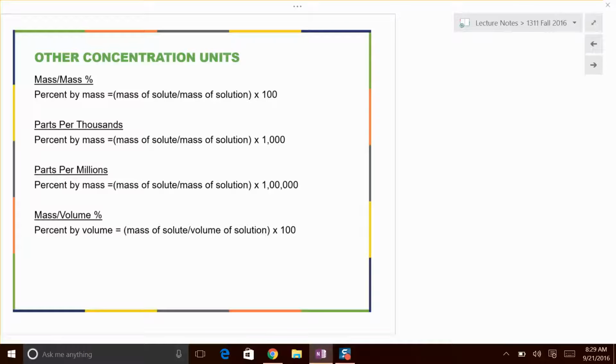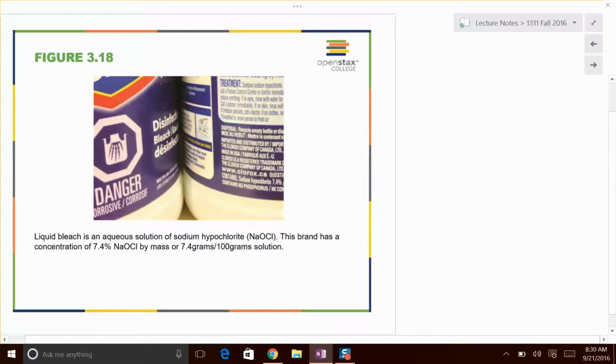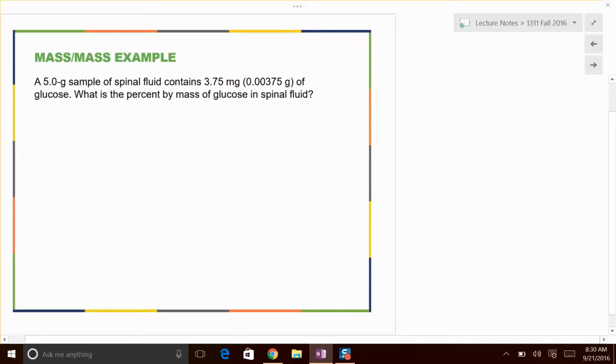Mass per volume percent is the mass of the solute over the volume of the solution. Now, this one's going to be really easy, I think, to calculate. But the trickiest thing for mass per mass percent is this mass of solution. So let's look at an example there. A 5-gram sample of spinal fluid contains 3.75 milligrams of glucose. What is the percent by mass of glucose in spinal fluid?